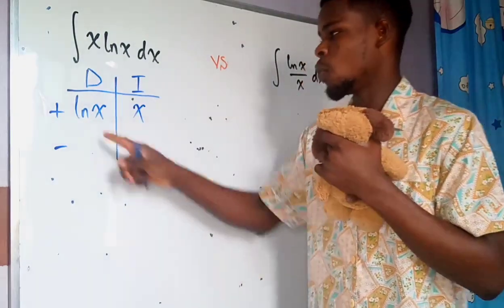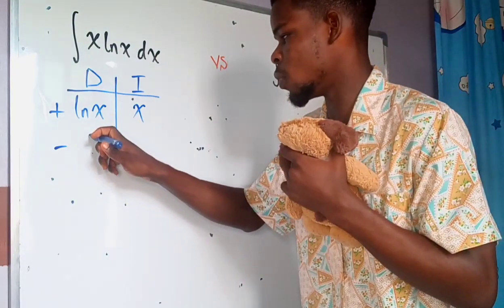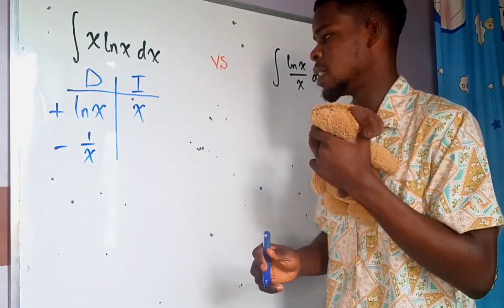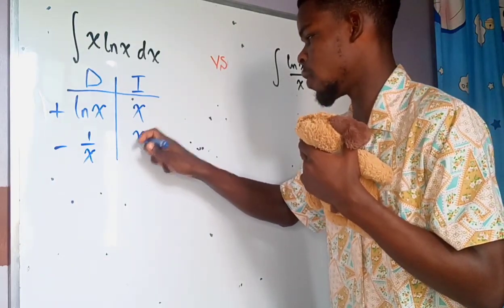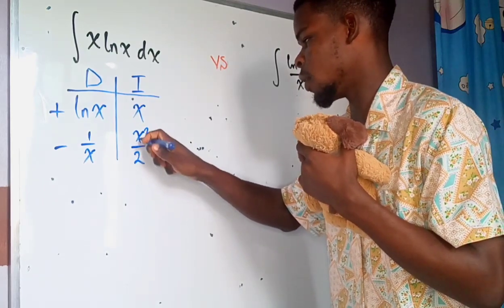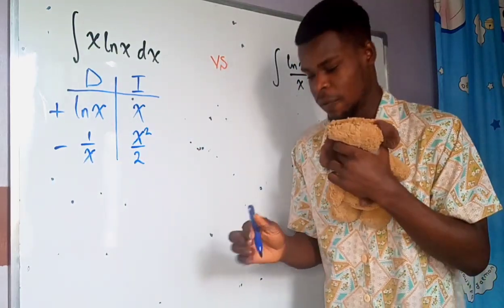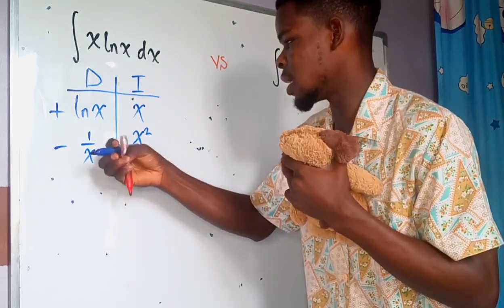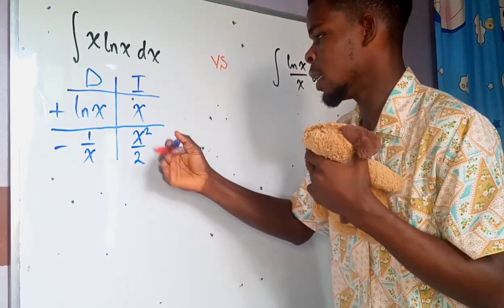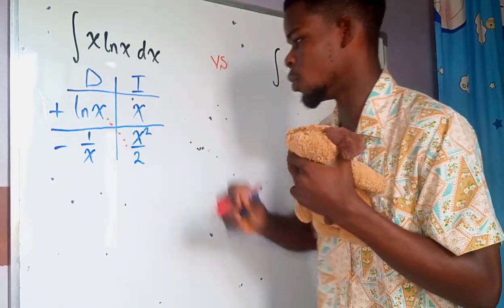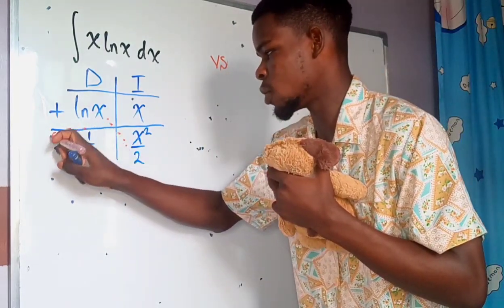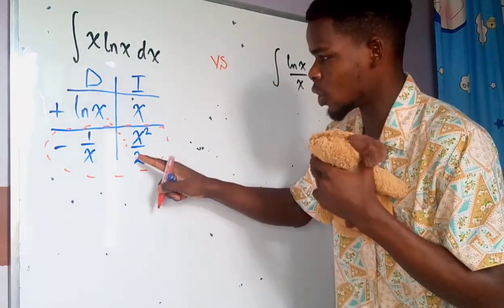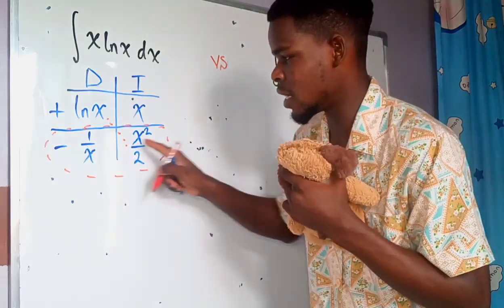The derivative of ln of x is going to be 1 over x. That is pretty simple. And the antiderivative of x is just x squared over 2. Very nice. Now, what we really do is multiply diagonally: we multiply these two together, and then we multiply these two together, and this second time we are going to be doing integration. So we multiply this out, and then we multiply these two and integrate.